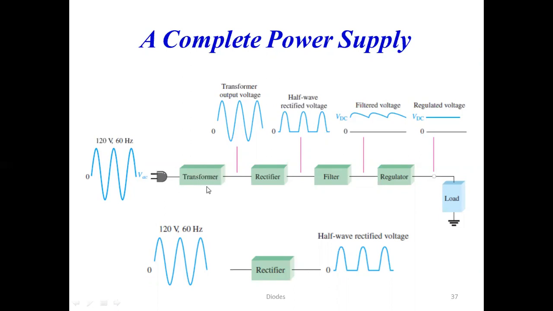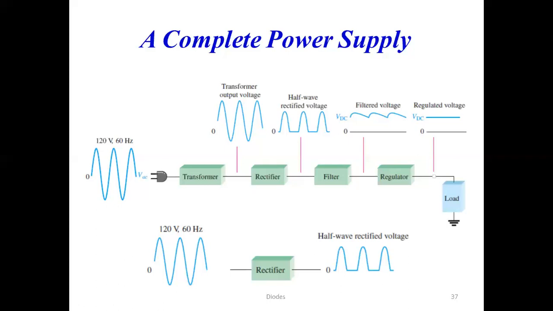This transformer is used to step down the input voltage. Step down means if my input voltage is 230 volt 50 Hertz, then I can reduce its voltage. So the output of the transformer shown here is a step down voltage, but it is AC voltage only. Then this AC voltage is given as an input to the rectifier. Here in this box, you can use either a half-wave rectifier or a full-wave rectifier.